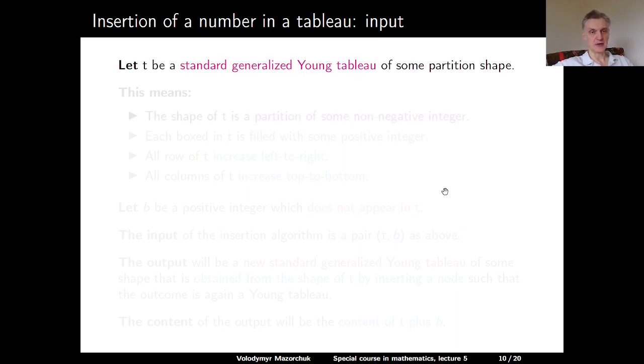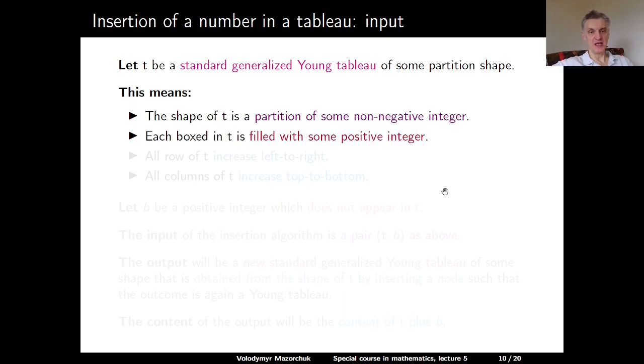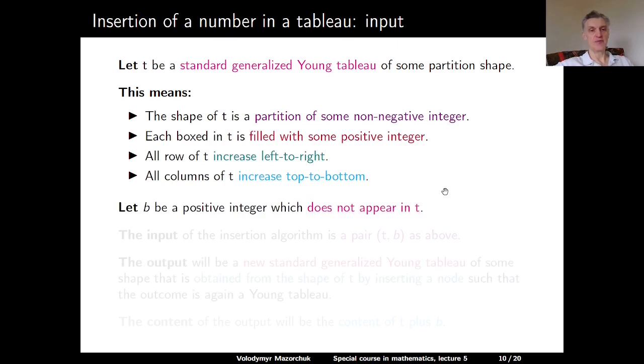So the input of this algorithm is a standard generalized Young tableau of some partition shape. So this means that the shape is a partition of some non-negative integer. Each box in T is filled with some positive integer. All rows of T increase left to right, and all columns of T increase top to bottom. And then we also have a positive integer b, which does not appear anywhere in the tableau T. That's a new integer.